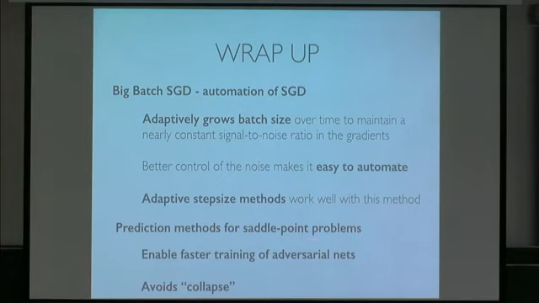I also talked about prediction methods for saddle point problems. So we looked at these types of predictor-corrector methods that are frequently used for convex saddle point problems. It turns out that we can port those over to stochastic training problems, and we can prove convergence results if we're willing to make convexity assumptions. For neural nets, we find empirically that we can train much faster with prediction methods than without, and that these prediction methods avoid the collapse problems that really plague adversarial networks in many practical situations.